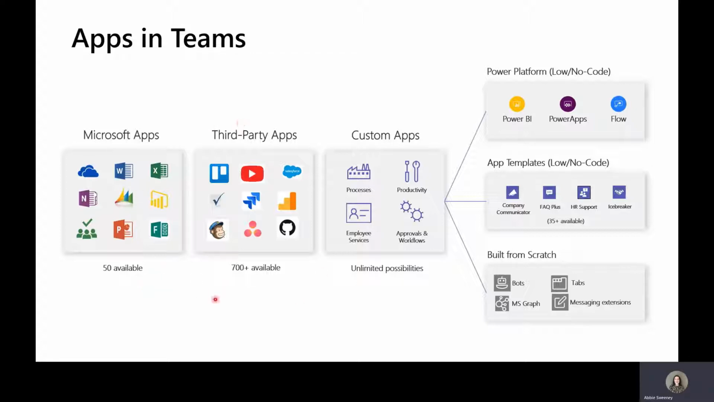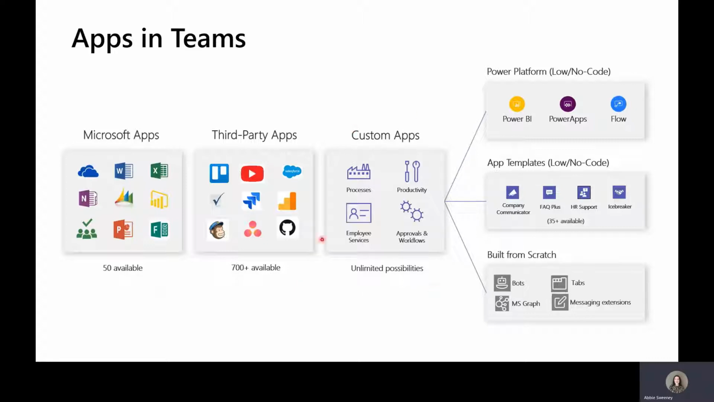We then have this middle bucket, and this is where we're going to spend the majority of our time. The third-party applications, think of things like Salesforce, Kronos, YouTube, Trello, multiple different third-party applications that you're probably already using in the browser, in the desktop, which you might not even realize you can integrate within Teams. And we have over 700 of these third-party applications available currently, and we're aiming to keep going at such a pace to increase the number of third-party applications that will be released to be integrated into the platform.